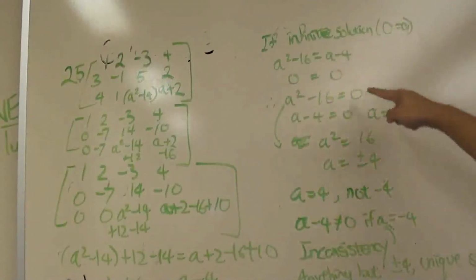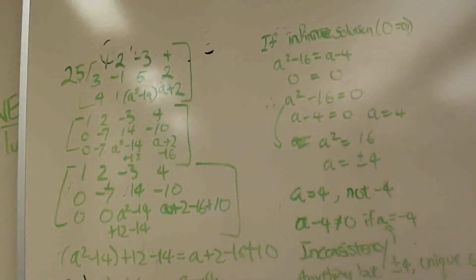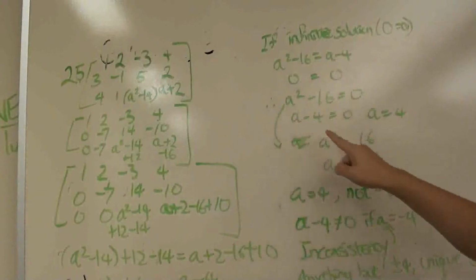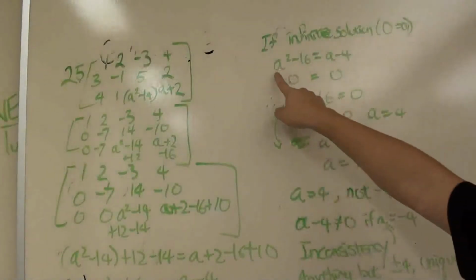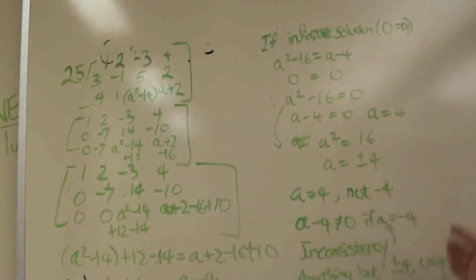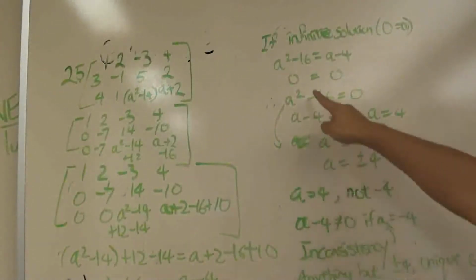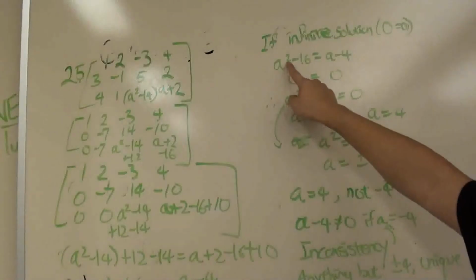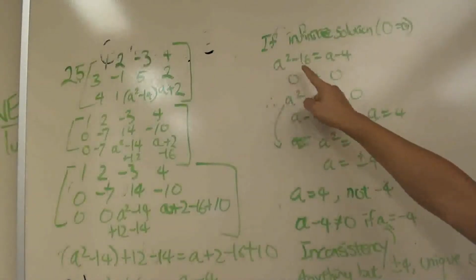But that discrepancy is a hint as to what it's going to be: inconsistent. Why? Because, remember, for this one, a squared minus 16, the possibilities were plus 4 or negative 4, right? Let's say we chose negative 4. If you choose negative 4 here, it really doesn't matter because it's going to be squared. So 16 minus 16, 0.